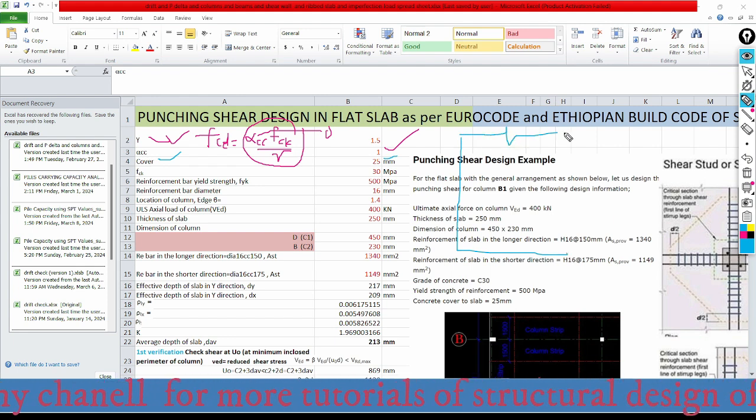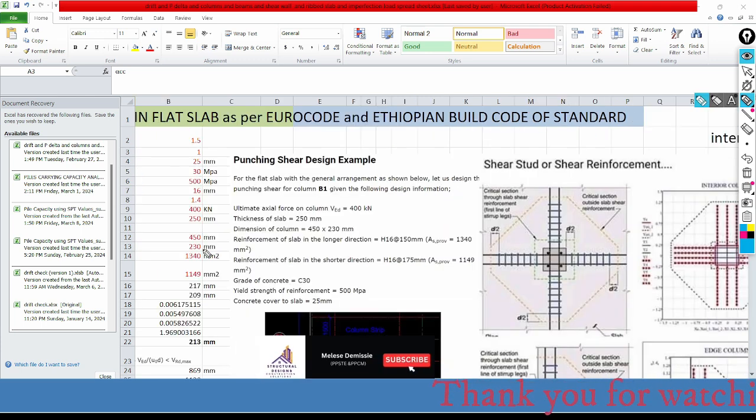But this is the slab. If the location of the column is here, so this is B1. So it is an edge column. So here the location of the column is at the edge, and for the column located at the edge, the beta value will be 1.4. So this beta value is nothing but the load increment factor. And we may have a corner column here, or we may have an interior column here. For the interior column the beta value is 1.15, and for the corner column the beta value is around 1.5. And now the beta value is provided.